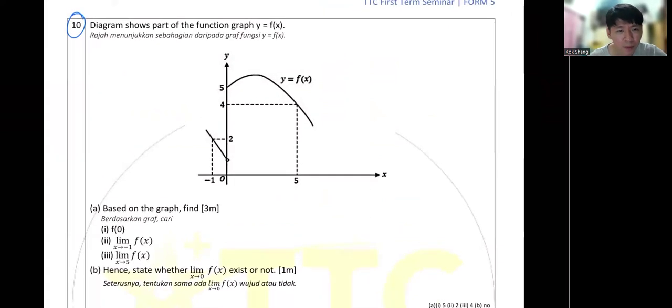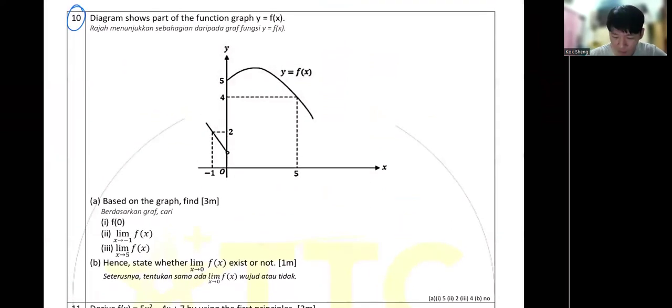This one is 3 marks plus 1 mark, total 4. The 3 marks are for part A, so each question is 1 mark. Number 10: the diagram shows part of the graph of the function y equals f(x). For question A, based on the graph, you have to find f(0).